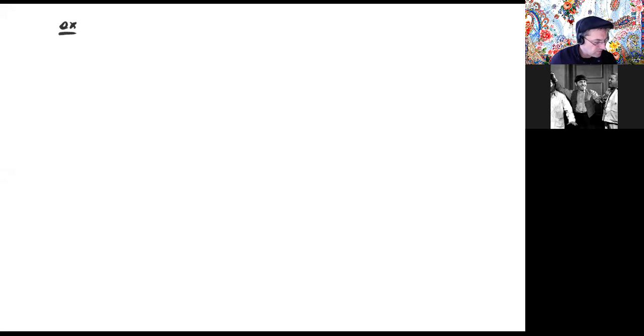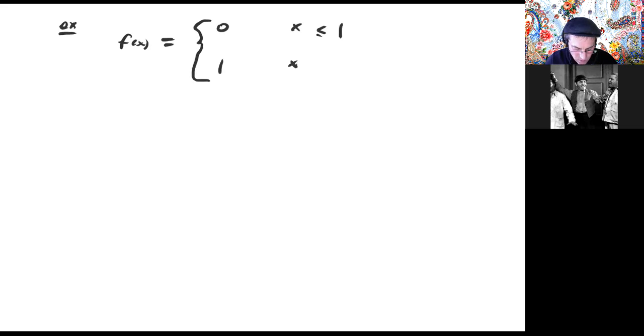Consider the following function, f of x. A probability density function is always non-negative, and the area under the curve between minus infinity and infinity is 1. That's the definition. And so here's an example. Let's try f of x equals 0 if x is less than or equal to 1, and it's 1 if x is greater than 1. Oh, that's a bad example. 1 over x squared. That's a good example.